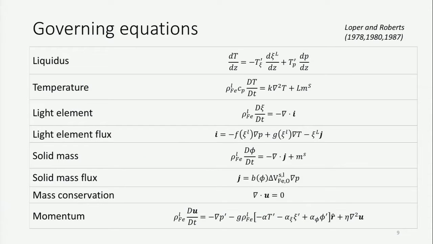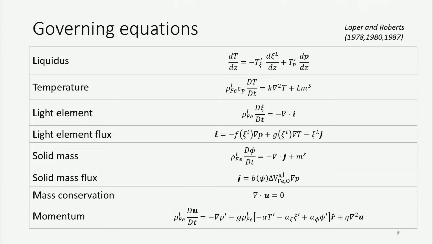Here are the governing equations for a slurry. The first one is the most important one, because this liquidus relation is a consequence of the fast melting approximation. It tells you how the temperature is being depressed by the presence of light element, and also how it changes because of the effective pressure. The next equation is the temperature equation that we all know and love, but it's augmented by a latent heat release term because of the solid phase being created in the layer.